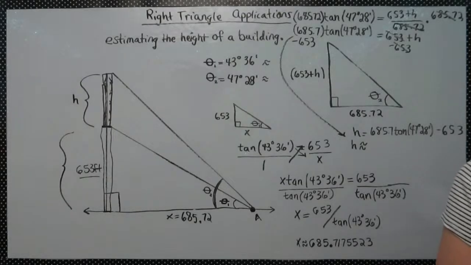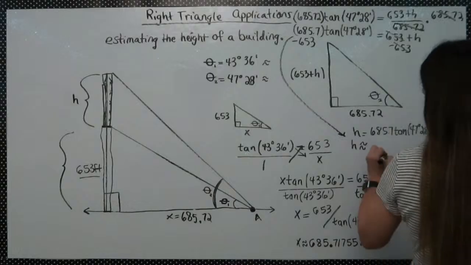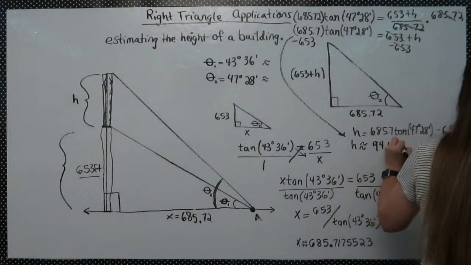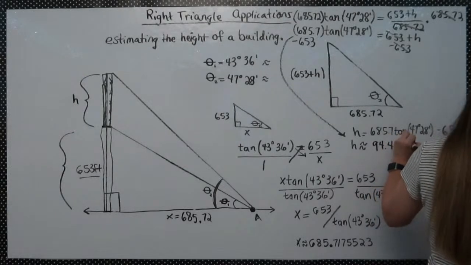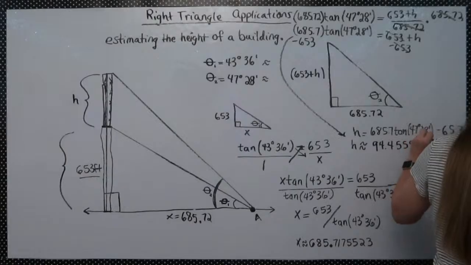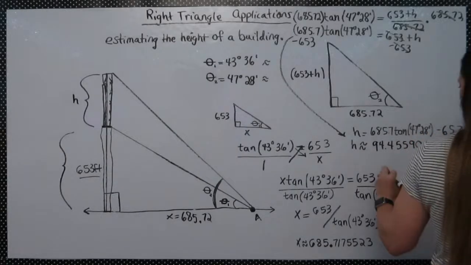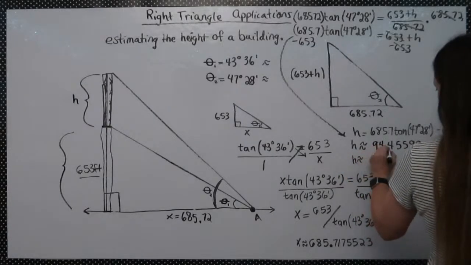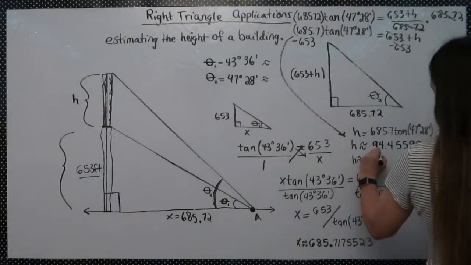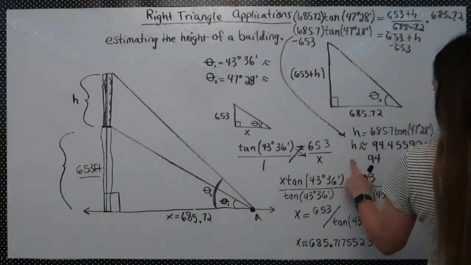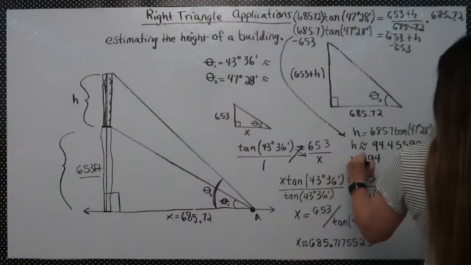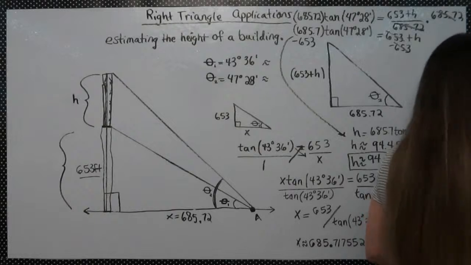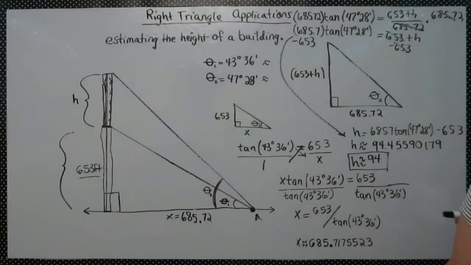And I'm getting 94.45590179. We'll just put it all the way out there. So we're going to say the height is approximately 94.5. So we'll just round to say 94 feet.